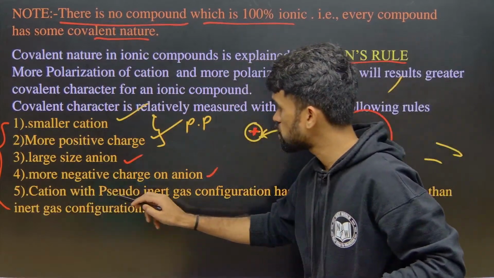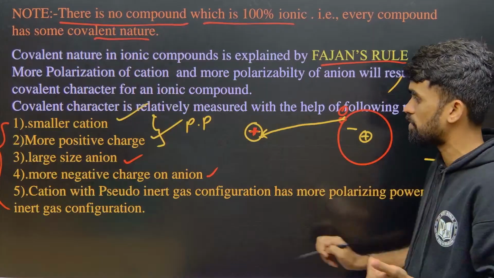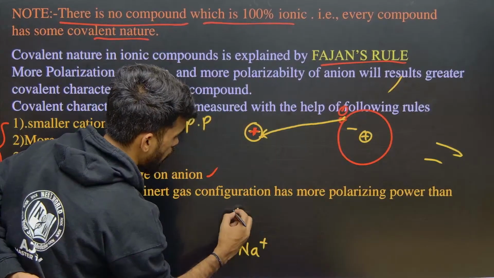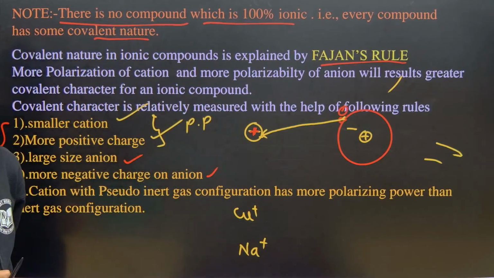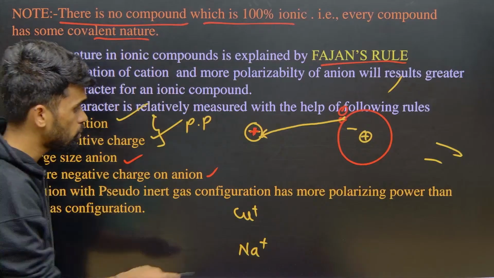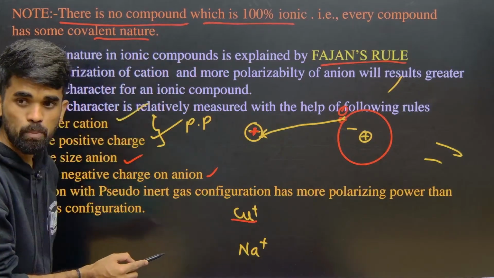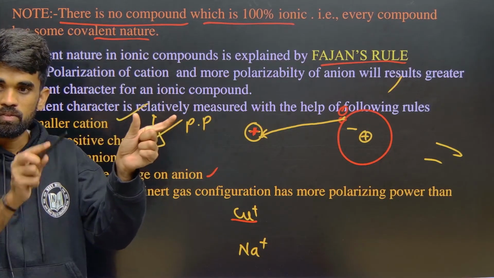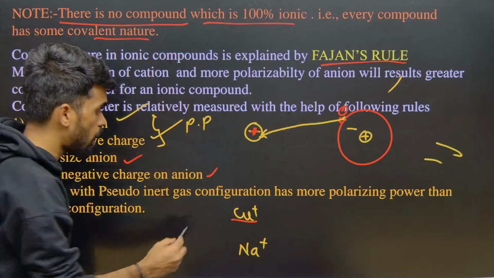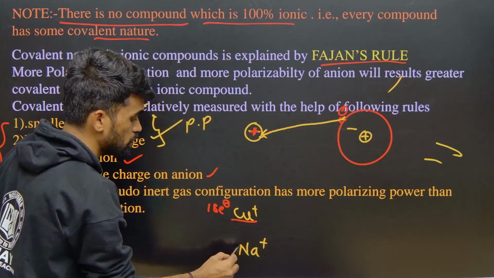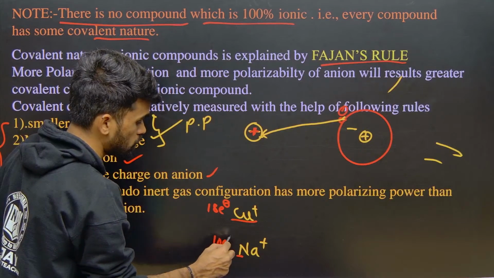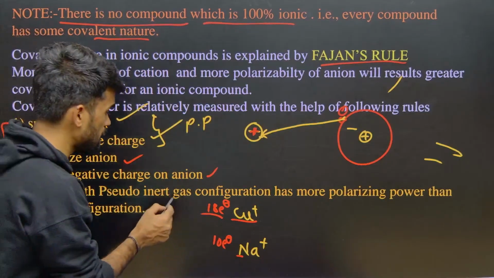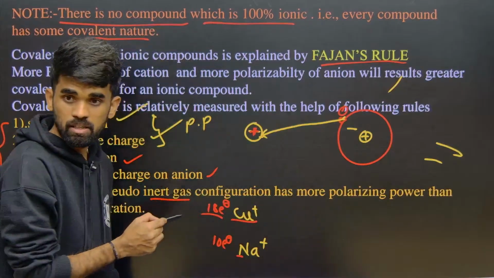Next, a cation with pseudo inert gas configuration has more polarizing power than one with inert gas configuration. For example, I have Na+ and Cu+. Both have the same positive charge, +1. But you know the atomic number of copper is 29, so how do you fill the electrons? Argon 4s1 3d10. Argon means you are getting 18 electrons. For sodium you write neon, so 10 electrons. Those species having 18 electrons are considered as pseudo inert gas configuration.